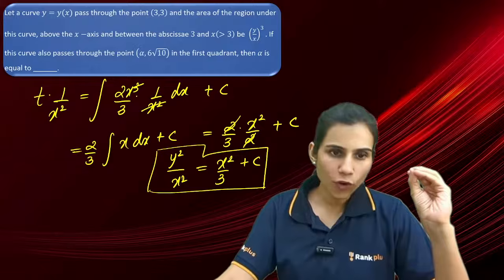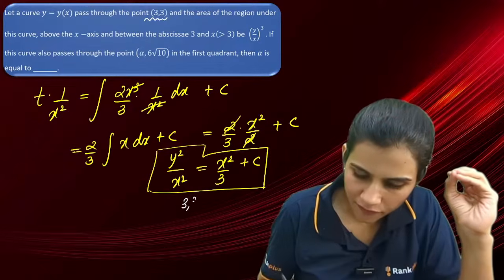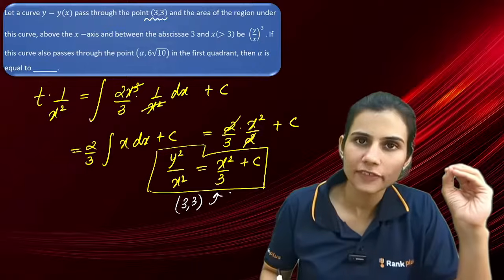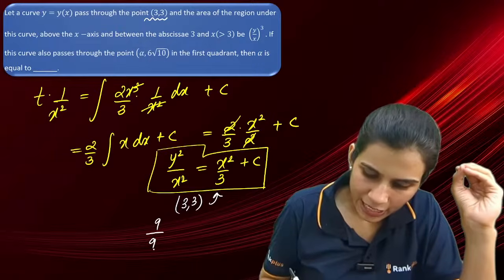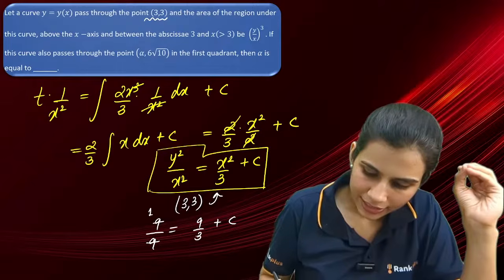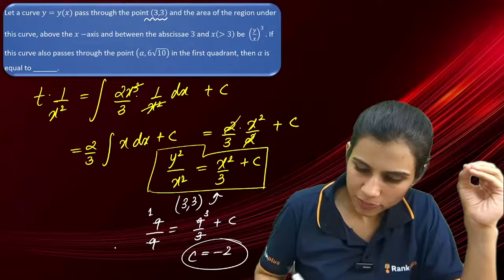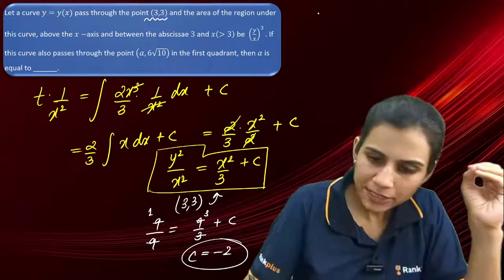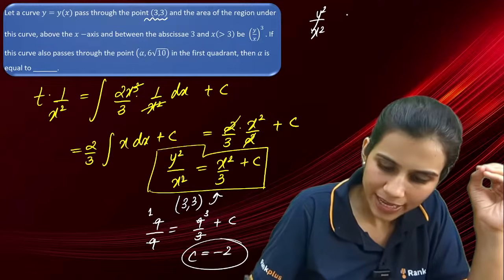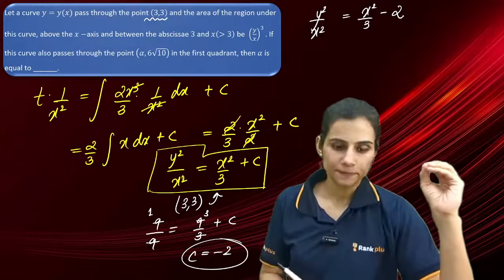So first of all, because your curve is passing through 3, 3, this is the very first initial value condition given. So you will get 9 by 9 is equal to 9 by 3 plus c. This is 1 and this is 3. So c comes out to be 1 minus 3, which is minus 2. That means your curve is y square by x square equal to x square by 3 minus 2.